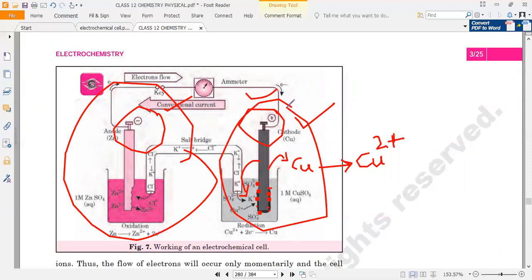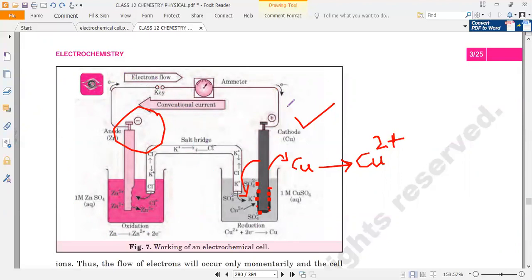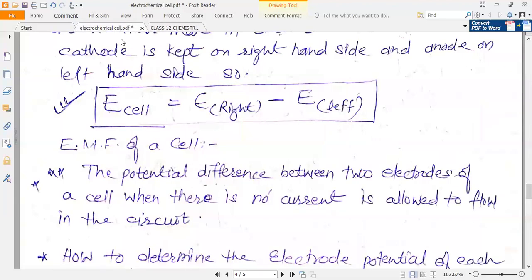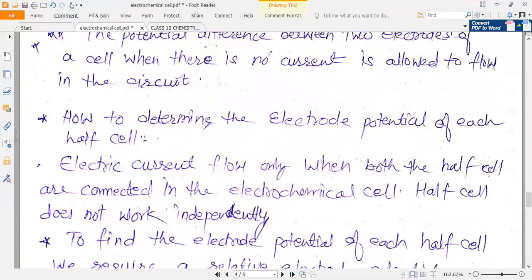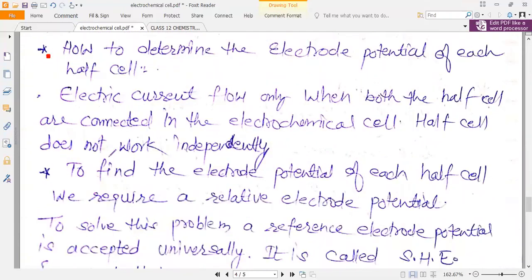So to determine the EMF of a particular half cell, we take a standard value. We have to compare the EMF of the half cell to the standard value. Then only we can say the electrode potential of the half cell is this value. So this is our next point, how to determine the electrode potential of each half cell.